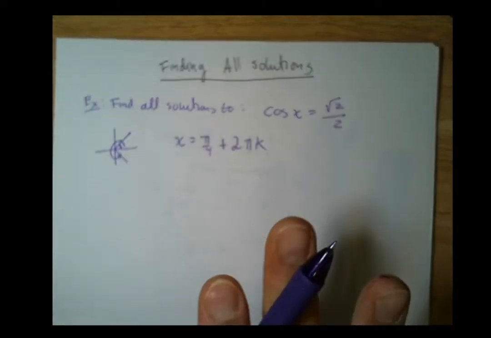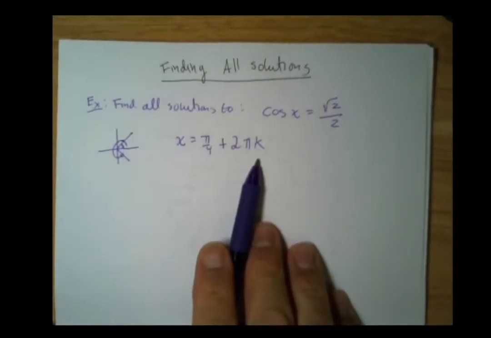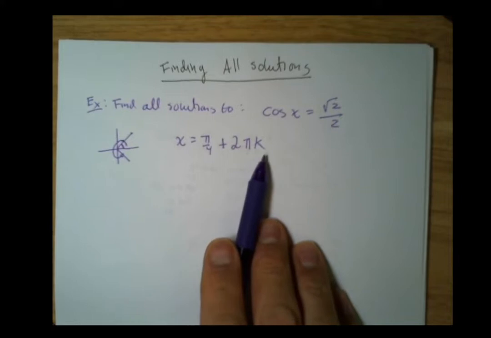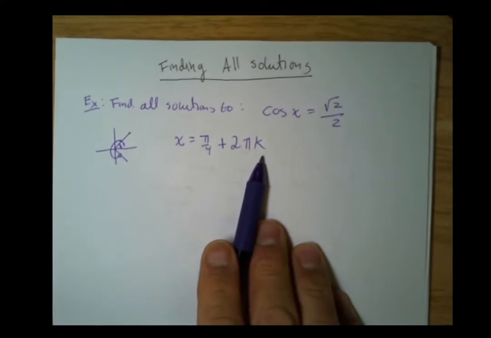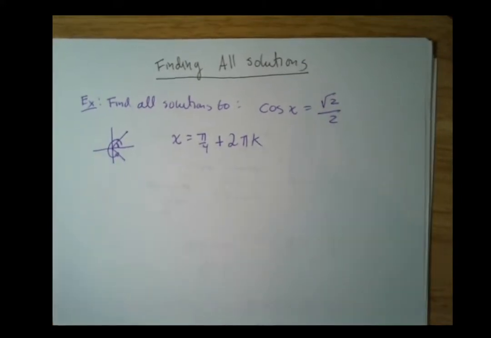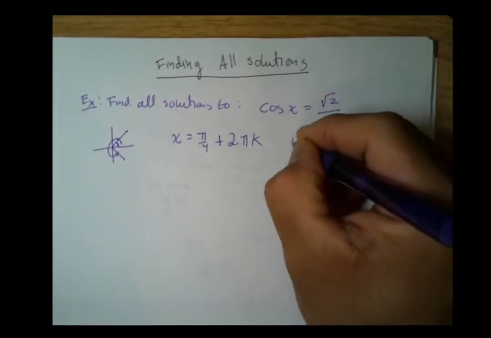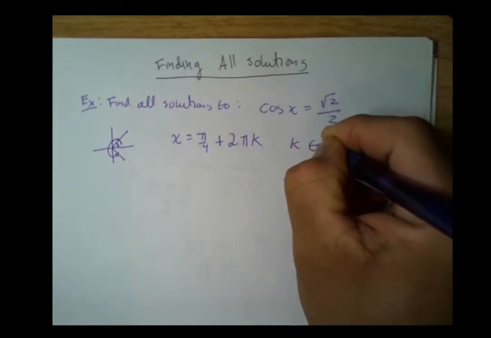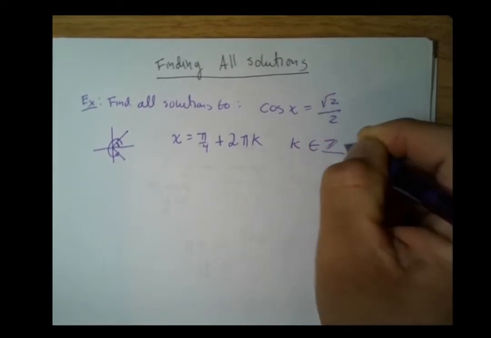Now, when I write something like this, I have to be very careful here. k is representing an integer, so values like 1, 2, 3, 0, -1, -2, -3. I have to be explicit about that. So I have to make sure I say, where k is any integer.